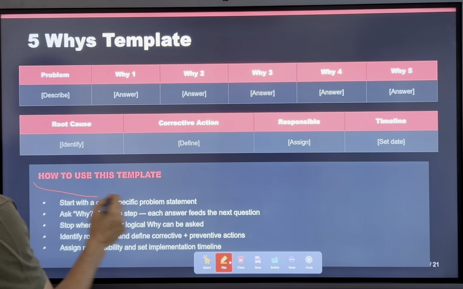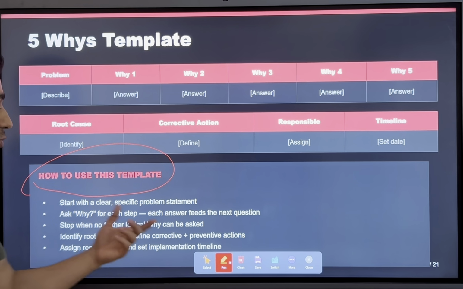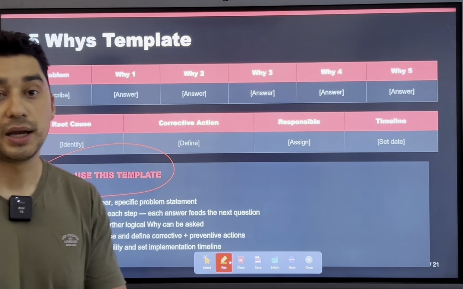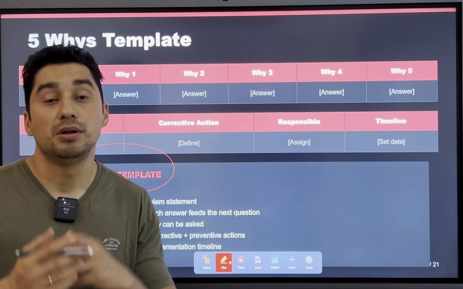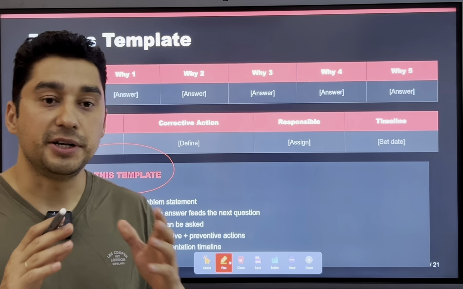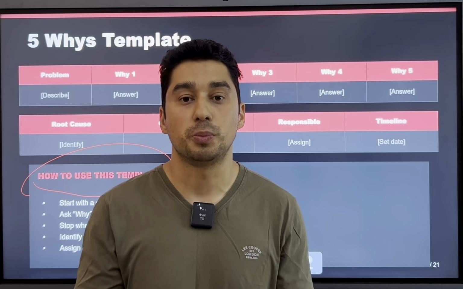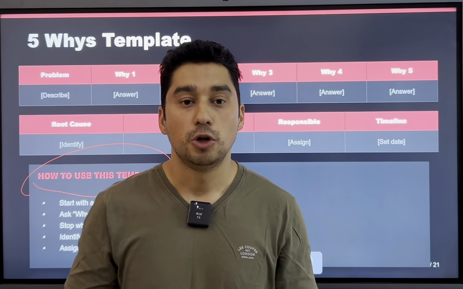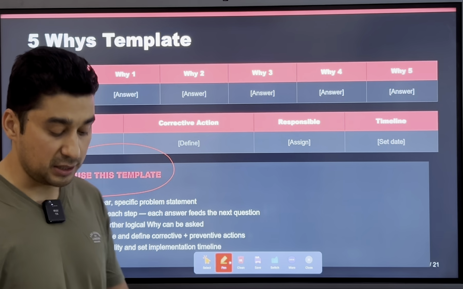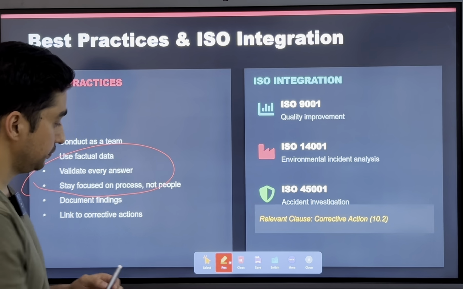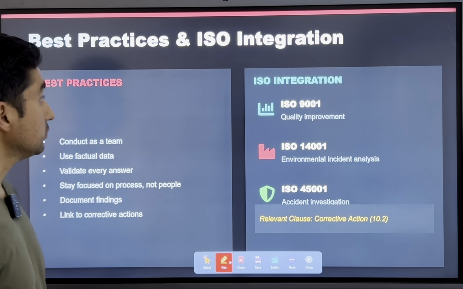Now, how can you use this template? Start with a clear, specific problem statement, and ask sequential why questions, identify the root cause, and assign actions with responsibility and timeline. Documentation is very important for accountability, so never miss it.